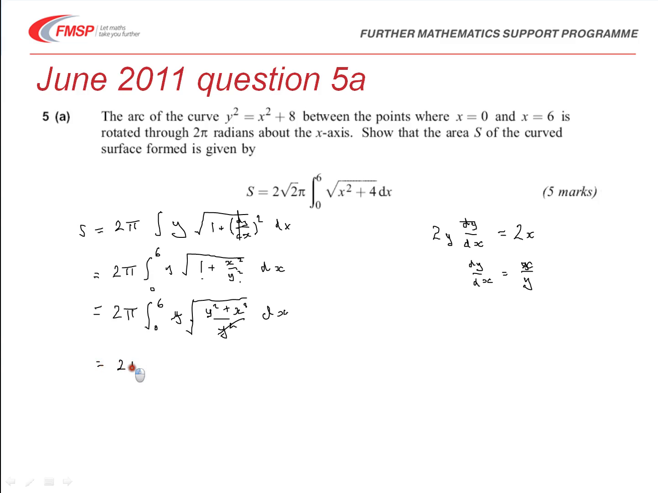Now we've got to get this all as a function of x inside this integral. So we've got the integral from 0 to 6 square root. Well, what do we know about y squared? Well, that's the same as x squared plus 8. So plus the other x squared gives us 2x squared plus 8. And so we can take the factor of 2 out from there, which will give us our root 2 out the front. So we get 2 root 2 pi, we're taking that factor out. And inside the square root we're left with x squared plus 4 dx.